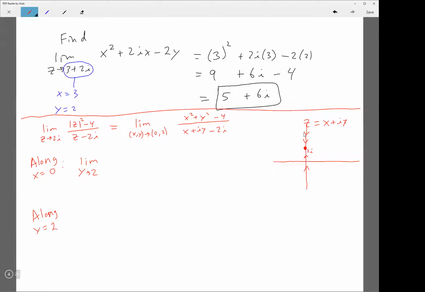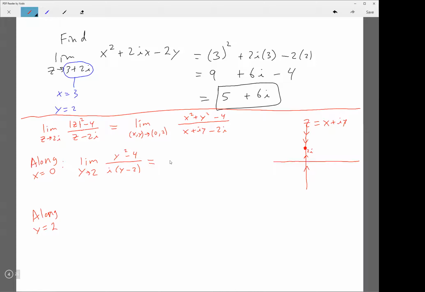I can still come in. I'm still not at the point. I'm coming in along this path here, from the bottom and the top simultaneously. So that's going to be the limit as y goes to 2. I'm not setting y equal to 2, I'm just setting x equal to 0, so I'm not hitting that point. All these x's, I'm going to set equal to 0. So we have y squared minus 4 up there, and down here we have i times y minus 2.